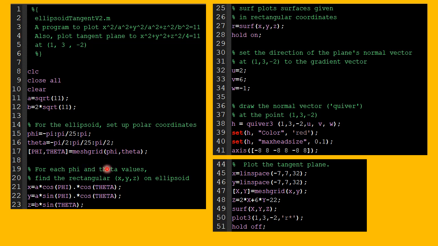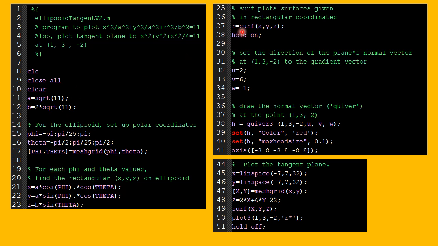Maybe I should have capitalized the phi and theta in this comment. In any case, we have x is a cosine phi times cosine theta. Notice I used a dot asterisk for array multiplication. y equals a times sine phi times cosine theta, and z equals b times sine theta. So by the time we finish this, multiplying arrays together, cosine of one array times cosine of another array, we have all of the data stored so that we can sketch the surface.